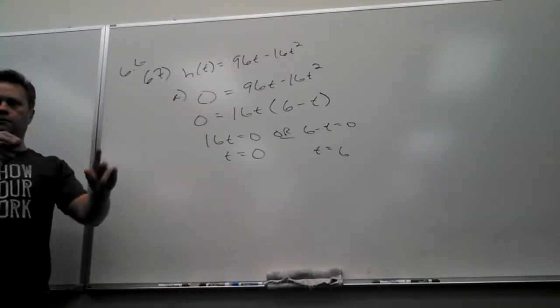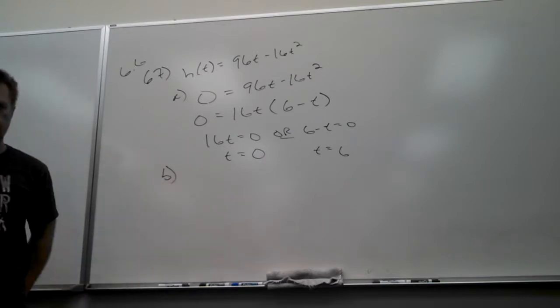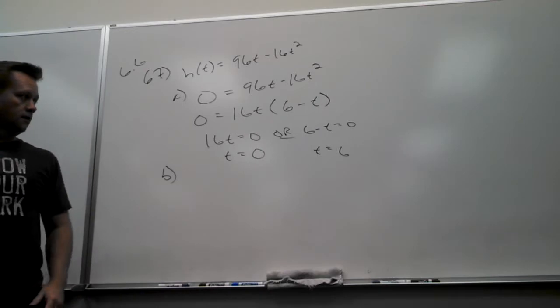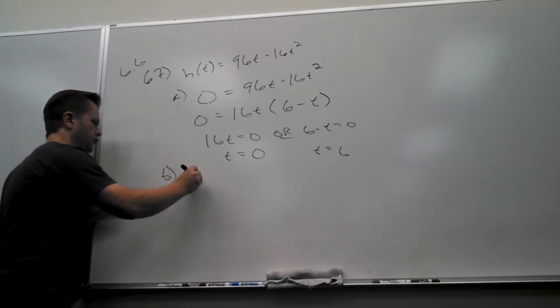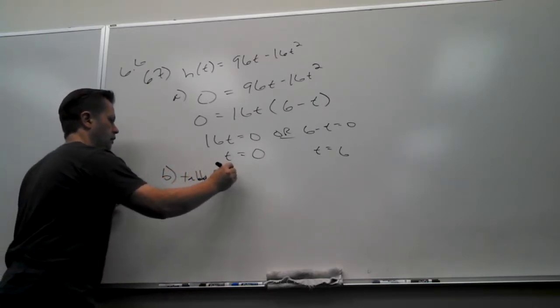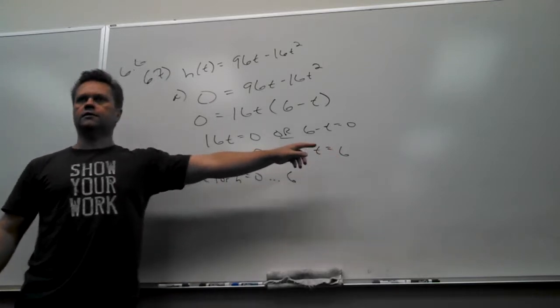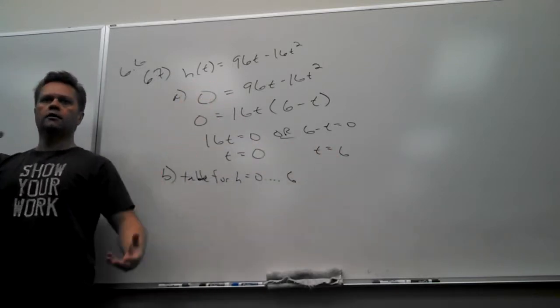So that's part A. Part B is what the real question is all about. Amanda's been very patiently waiting, saying, I didn't ask for that. So part B just says make a table for h equals 0 up to 6. And it makes sense now why they said 0 to 6. That's the part when it's in the air.